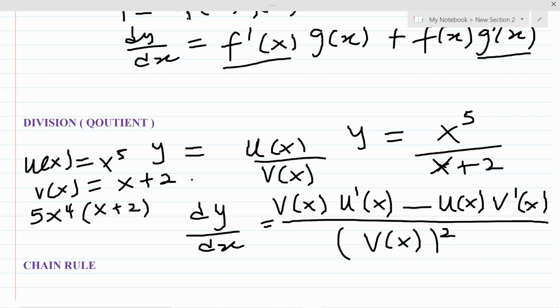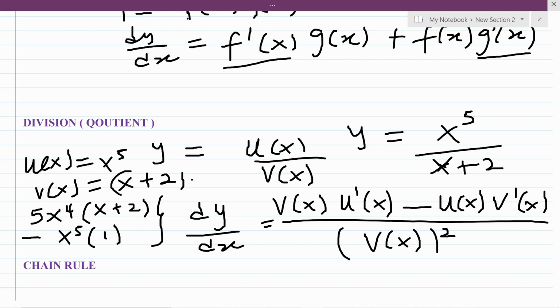And then we'll subtract the same u of x, which is x to the power 5, times the derivative of the denominator, which is 1. If you are able to simplify this, then divide by this 1 squared. So it's very simple. Let me clean it and write the answer there.